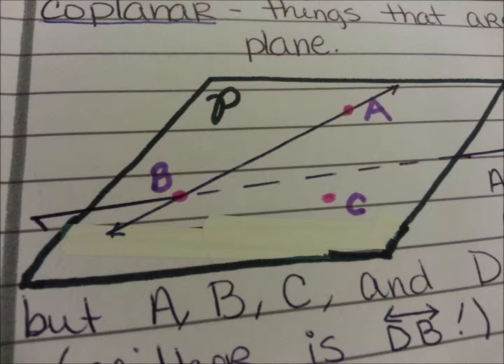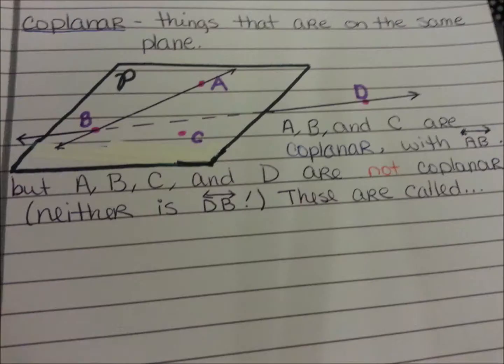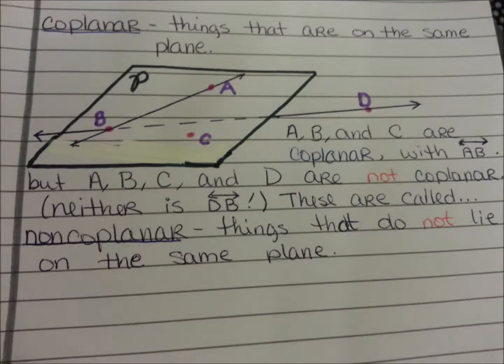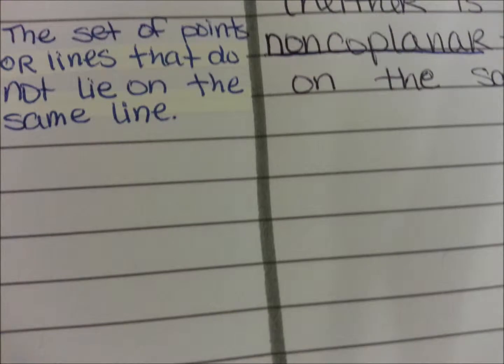Anyway, that line DB isn't coplanar with our original line, AB, because AB is on the plane that I drew, and line DB is not. So all of these objects that aren't on the same plane are called non-coplanar, because they don't lie on the same plane. So we have the set of points or lines that do lie on the same plane. I know I wrote line. Sorry, I meant plane. Those are coplanar. And the set of points or lines that do not lie on the same plane, non-coplanar.